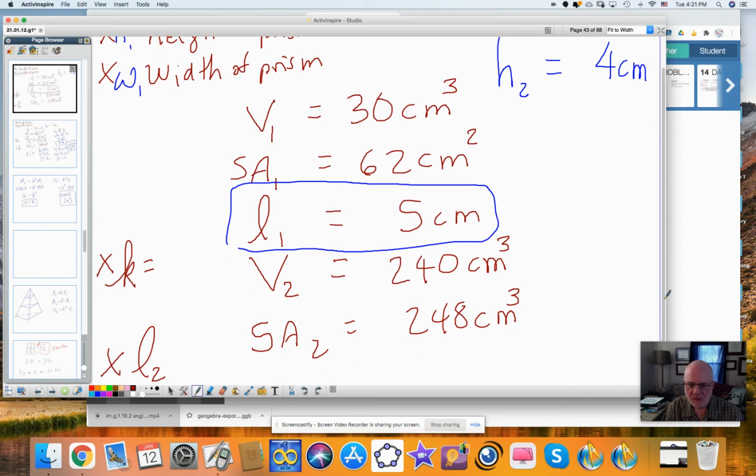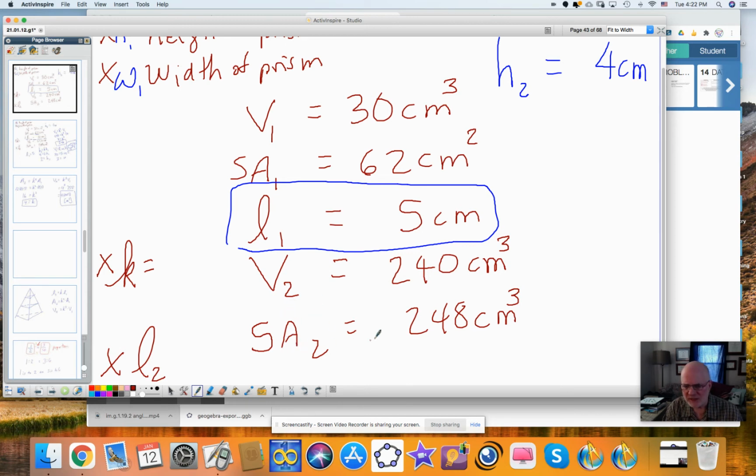Then they said, well, do you know the length of the second one? No. Do you know the width of the second one? No. Finally, somebody said, do you know the height of the second one? Yeah, I know the height of the second one. It's given. Well, how do you know what the width is if you don't know what the height is? Well, we know the volume.